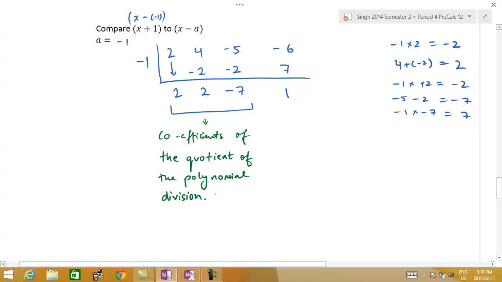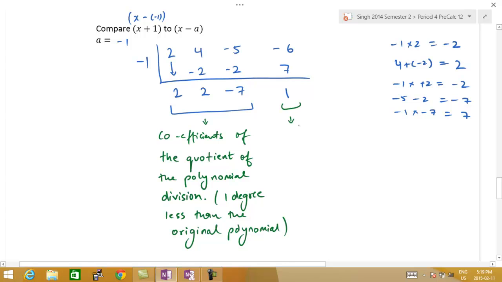Okay, and it's always going to be 1 degree less than the original polynomial. I'll explain to you in just a moment here what that means. And this last part over here represents the remainder. So let's clarify and see what that means.